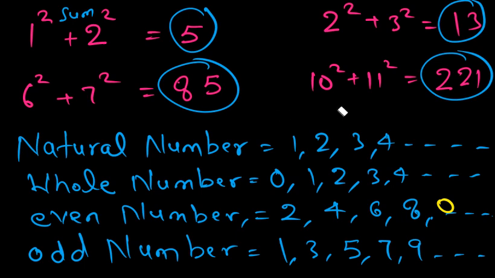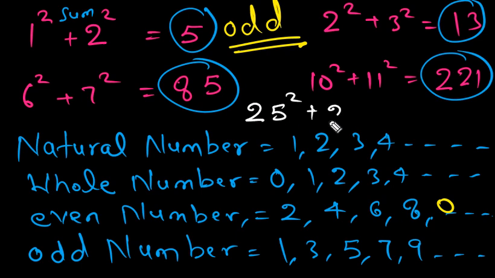Okay, so let's talk about our conjecture. The conjecture was: the sum of squares of two consecutive natural numbers is an odd number. This is your conjecture. So let's try this conjecture now. For example, give me any two random consecutive numbers. Consecutive means back to back. 25 square plus 26 square. Check this out. What is this total? 1301. So it's an odd number, right?